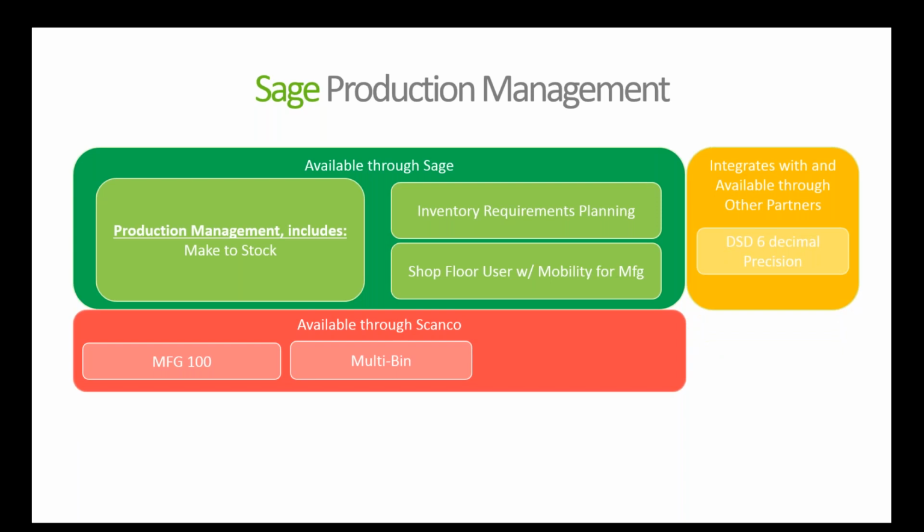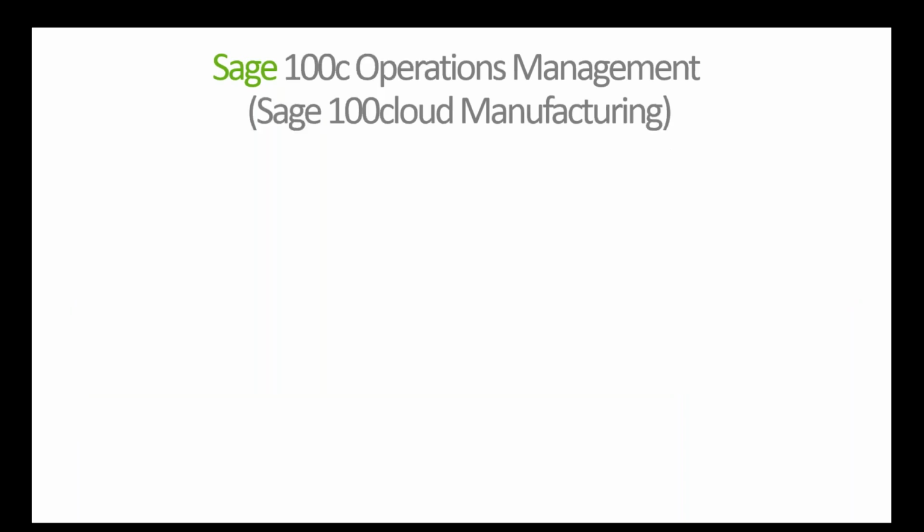Out of the box, if your end user has the DSD 6 decimal precision enhancement for Sage 100, production management will work with that out of the box. We built that in, I believe it was in product update 2. So they will have to be on product update 2 for version 2019, but that is available out of the box today. You don't have to buy anything from us. It just works if they have that particular modification.